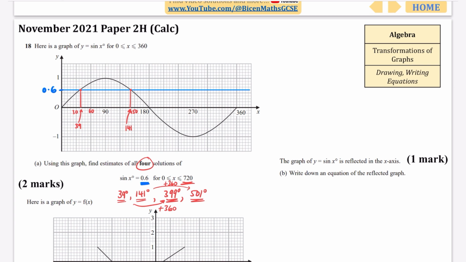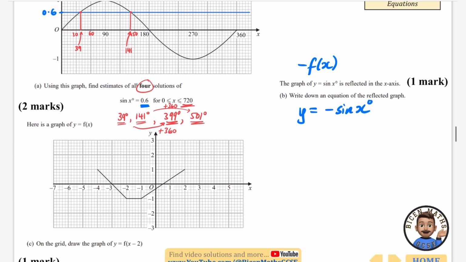It then says for part B of the question that the graph of y equals sine x is reflected in the x-axis. So reflections in the x-axis, we know are written like minus f of x. So that means just putting a minus at the beginning, which means it will be minus sine of x degrees. You don't have to have the degree sign, but we're going to keep it there.